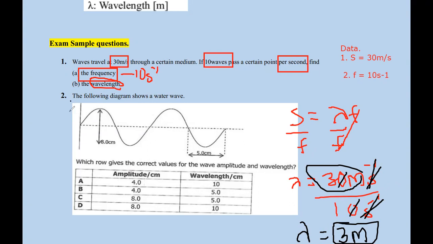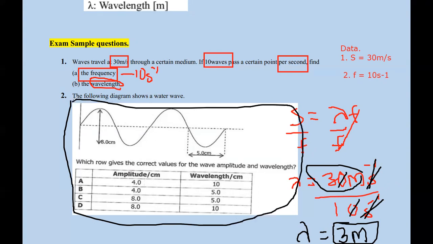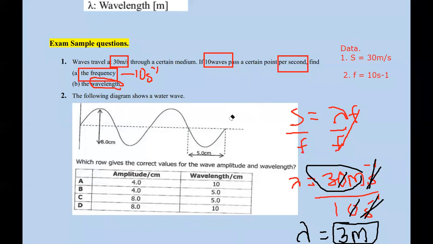Then we have question number 2. Here, there isn't much to admire. It's very simple. Now let us look at what we have. It says the following diagram shows a water wave. Even if they did not specify that this is a water wave, something that we know is that it's a transverse wave.